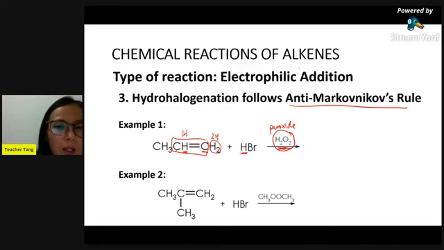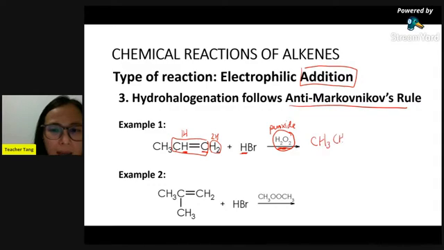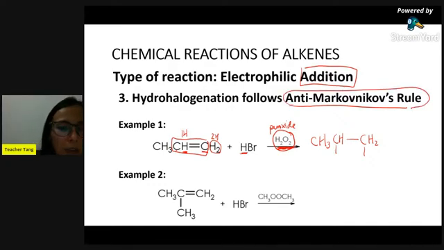Again, the carbon-carbon double bond undergoes an addition type of reaction where the double bond becomes a single bond. And because of the peroxide, we need to follow anti-Markovnikov's rule. So the hydrogen needs to go to the carbon which has fewer hydrogens. So this carbon has fewer hydrogens, and the Br goes here. Okay, so now we move on to look at example 2.